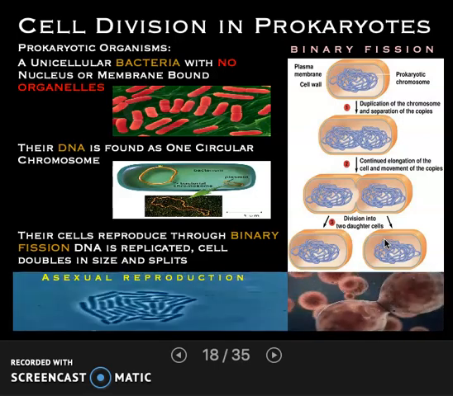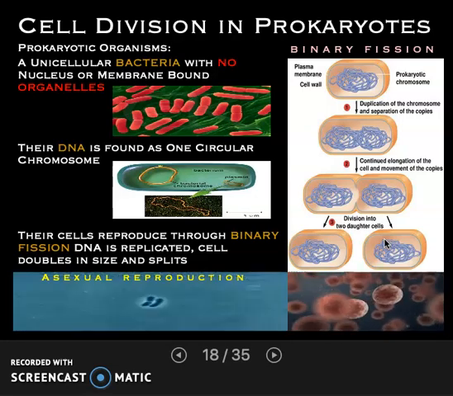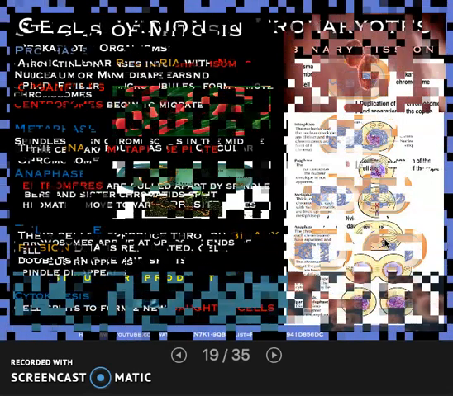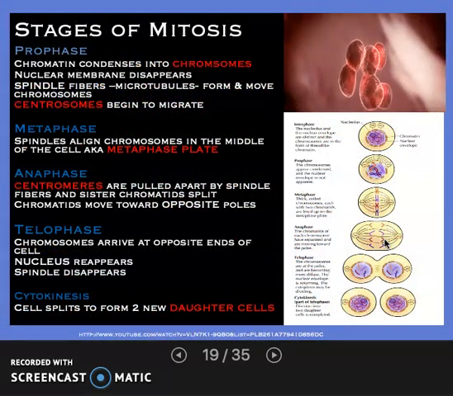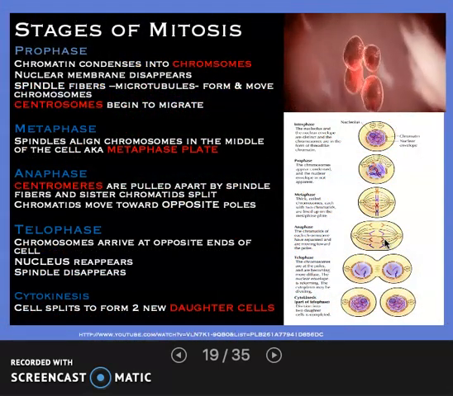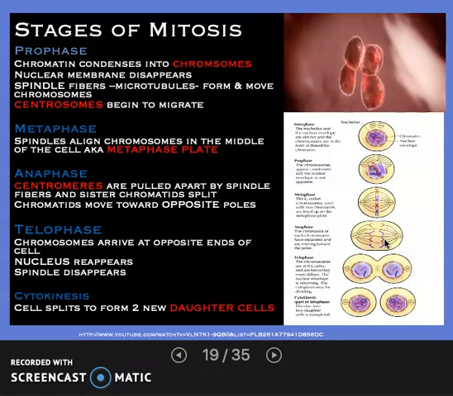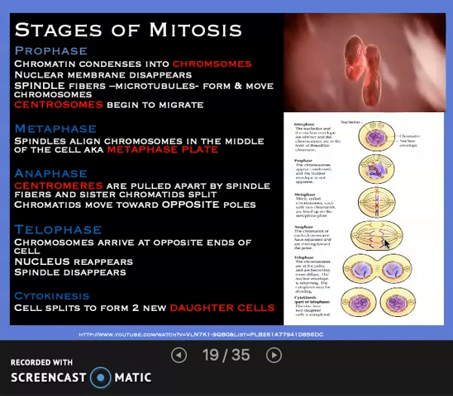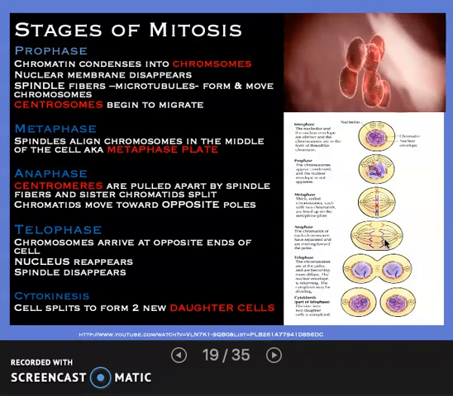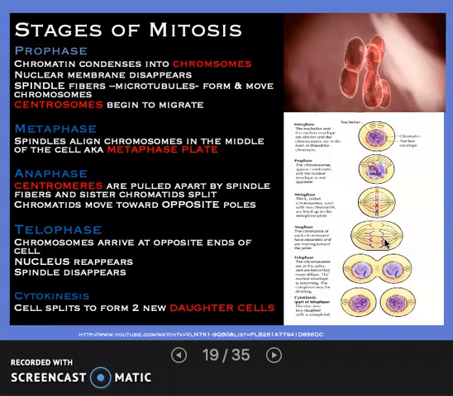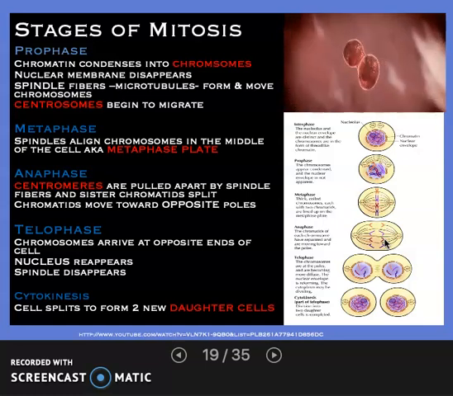Which brings us to cell division in eukaryotes. Remember that the first 3 phases of the cell cycle, G1, S, and G2, are all part of what's called interphase. Well, when we get to mitosis, we talk about prophase, metaphase, anaphase, telophase, and finally cytokinesis. And I'll save that for the next lecture.